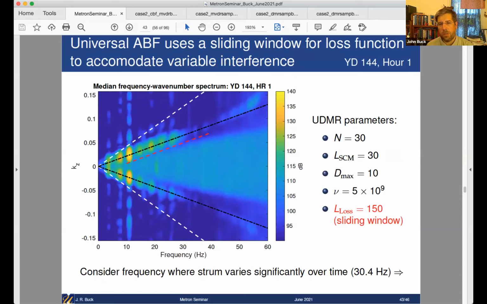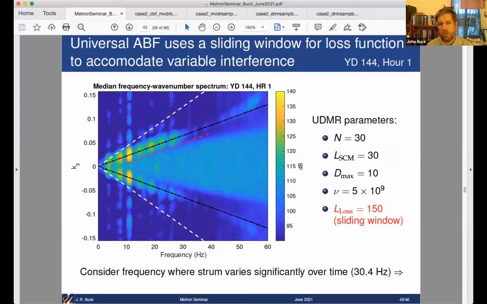And so 30 hertz was one of the frequencies where things varied a lot over time. So I'm going to show you those results first. This is a different way of looking at the blend weights. How do the blend weights look? Well, this is the time in snapshots. This is another coding of that 3D perspective plot I showed you a minute ago.